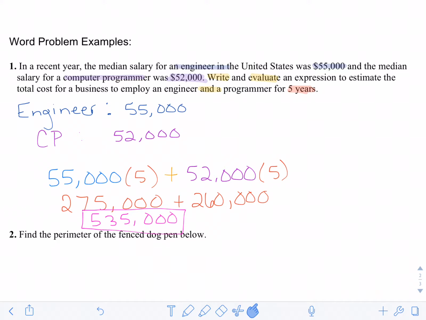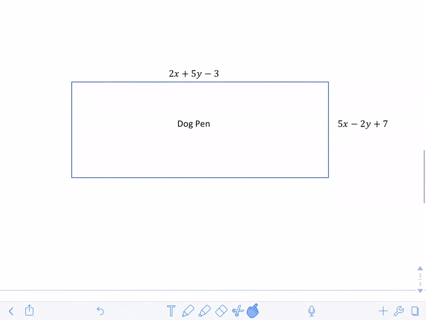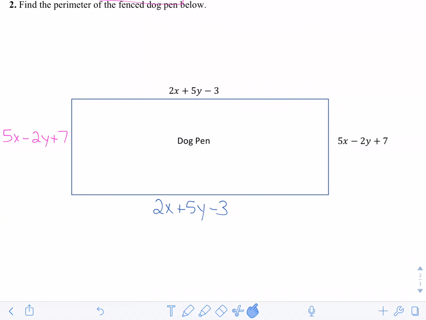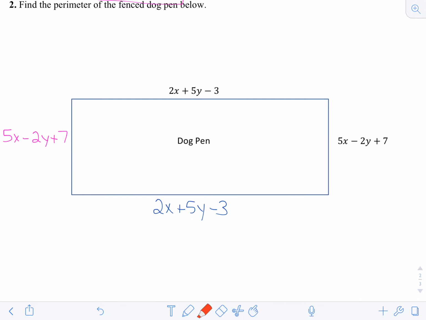All right, and the last one, find the perimeter of the fenced dog pen below. For this one, what you have to understand is that this is a rectangle. So you have to have a little geometry lesson. In a rectangle, opposite sides are congruent. So if this top side is 2x plus 5y minus 3, then this bottom side is 2x plus 5y minus 3. If the right side is 5x minus 2y plus 7, then this is going to be 5x minus 2y plus 7. Now, keyword here, let's go back to the problem. Keyword here means that we are finding the perimeter.